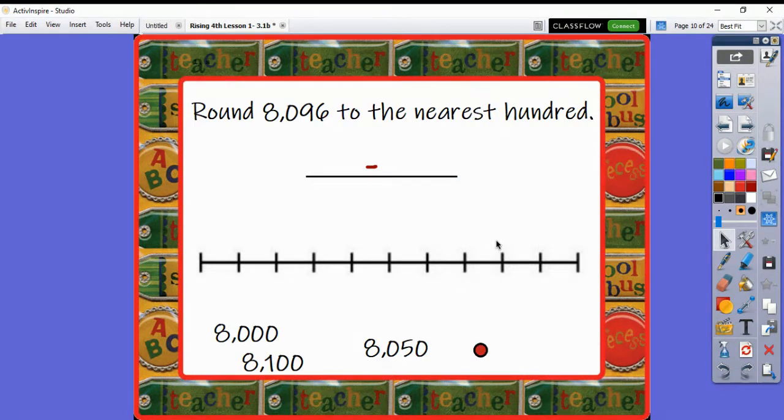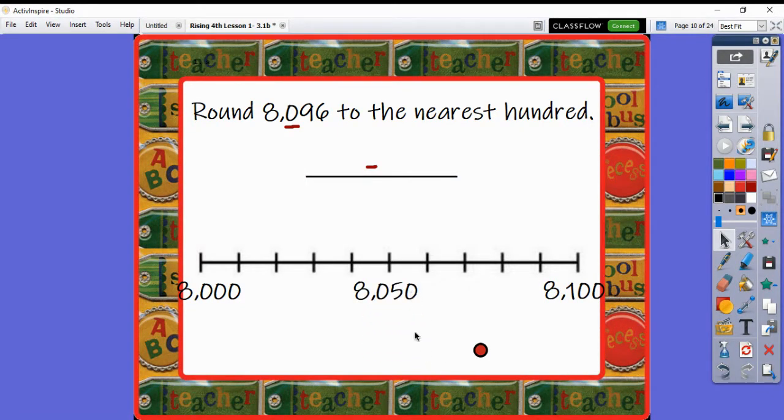All right, so I know that the 0 is in the hundreds place. The value of that 0 is 0, right? So 8,000 would be what I'd start with my number line, because that's my whole number here. All right, and I know if I'm counting by hundreds and I started with 0, the next 100 would be 100, right? So that would fall at the end of my number line, 8,100. I know that half of 100 is 50, so that will go in the center.